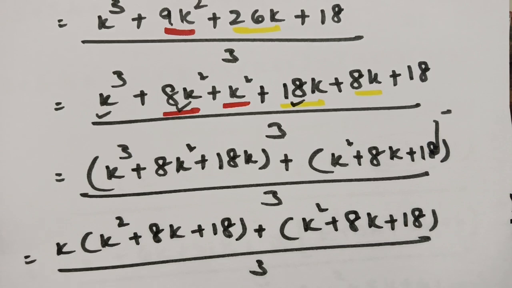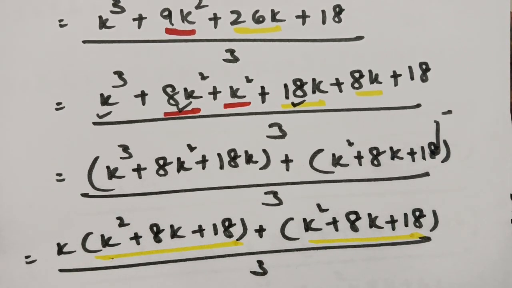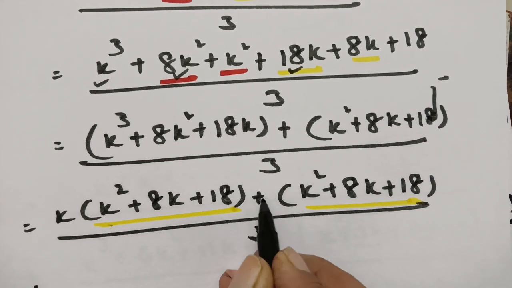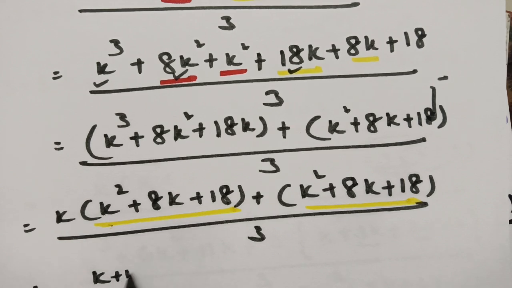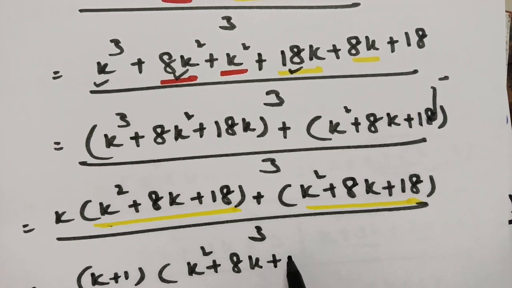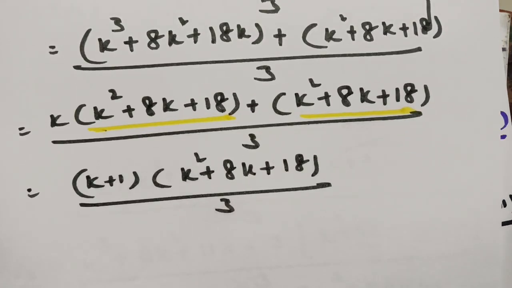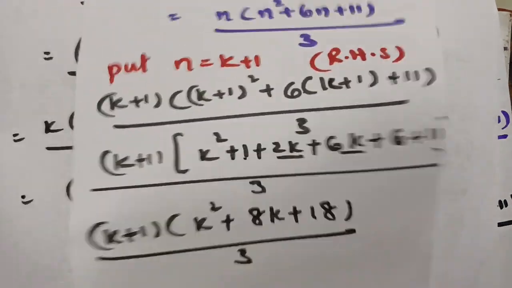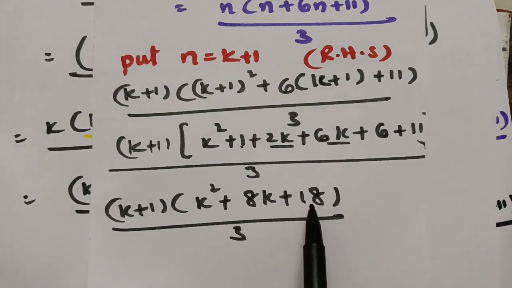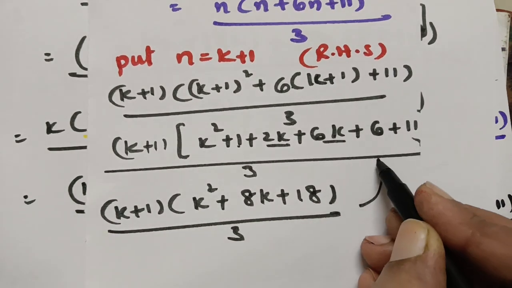So if you observe, these two terms are like terms. So I'm taking this as common. If I take this common, what happens here? This will be k plus 1 times of k square plus 8k plus 18 by 3. Clear? Now see, just now we wrote till here, that is k plus 1 into k square plus 8k plus 18 by 3. So you take the back step here.